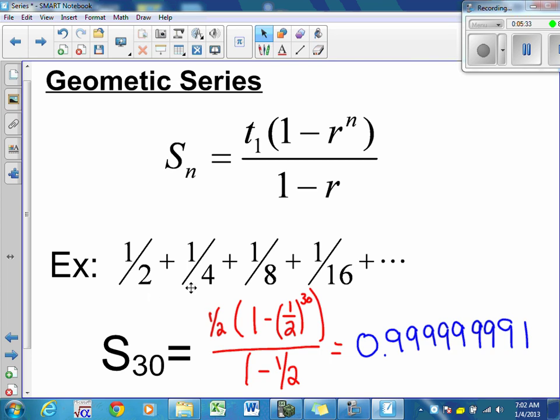Many times our r is a fraction, so you get these large fractions to an exponent. If your r is a bigger number, a 2 or a 3, then the sum of the first 30 terms is a gigantic number, and you can start getting scientific notation. So you just have to be careful with geometric series when you do that in your calculator.